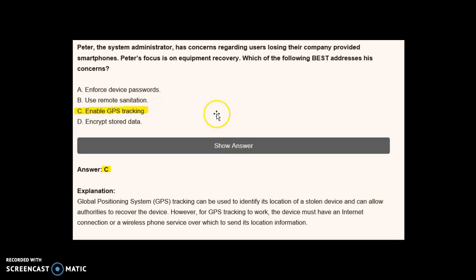The reason you wouldn't want to use remote sanitation is because right here he says his focus is on equipment recovering, so he wants to recover the equipment, not just get rid of it or remote wipe it or that kind of stuff.